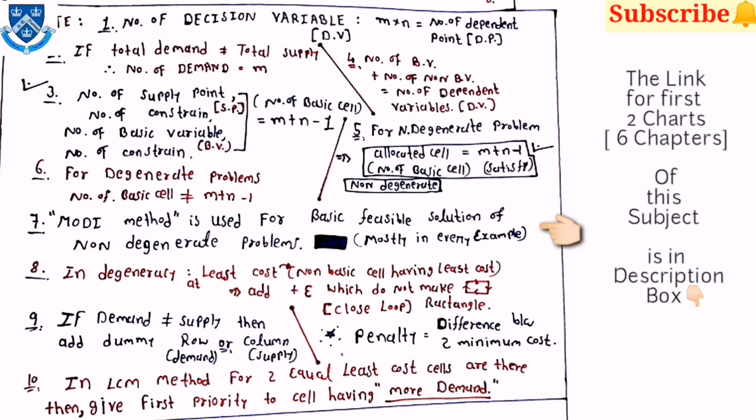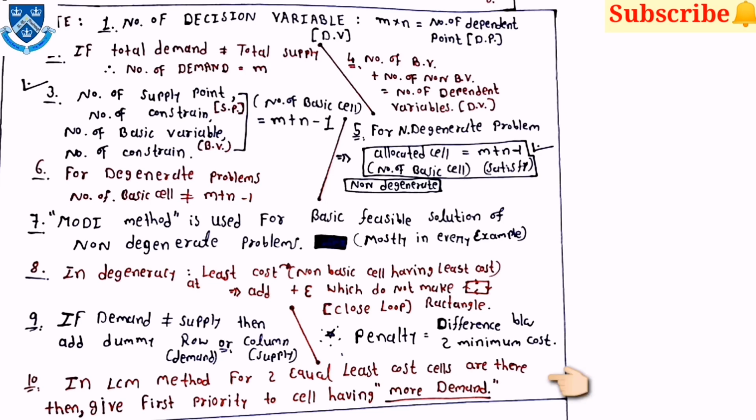Then, the MODI method is used for the basic feasible solution of non-degenerate problems. Mostly in every example, the MODI method is used. Then in degeneracy, you have to add epsilon or some value at the non-basic cell having the least cost and which does not make a closed loop; you have to remember that. Then, if demand is not equal to supply, add a dummy row or dummy column, and penalty is equal to the difference between the two minimum costs. The last note is for the LCM method: for two equal least cost cells, you have to give priority to the cell having more demand.